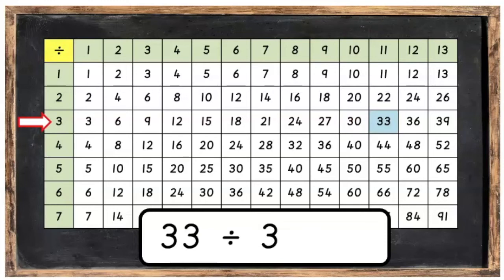33 divided by 3 is equal to 11. 36 divided by 3 is equal to 12. And finally, 39 divided by 3 is equal to 13. To get to 39, jumping in threes, it would take me 13 hops, or 13 counts.